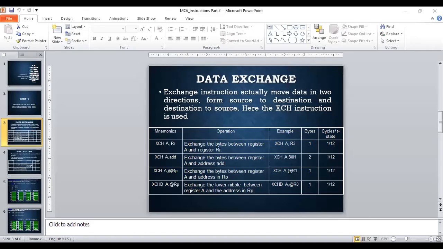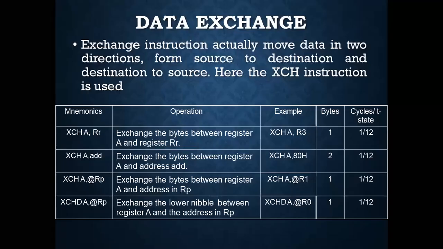Getting back to this, whenever this nibble exchange happens, that is XCHD A, @Rp, the 8-bit data is stored in the A register as well as in the memory location pointed to by the Rp register. Among this 8-bit data, the lower 4 bits of the A register and the lower 4 bits of that particular memory location located by the Rp register will be exchanged. This is the function of this instruction.